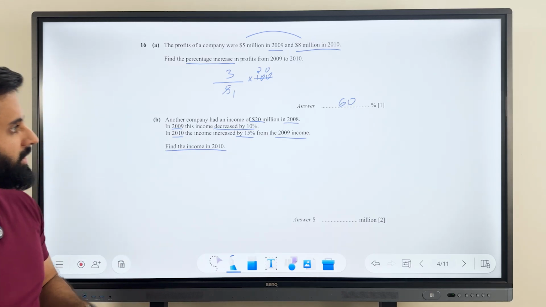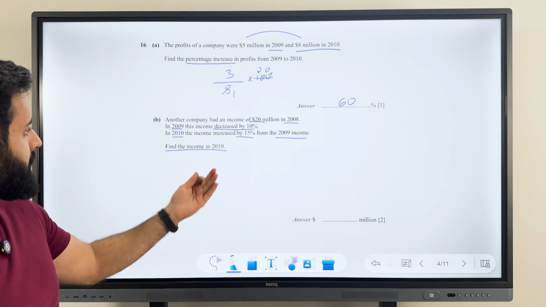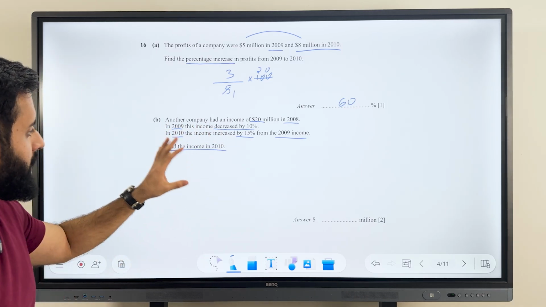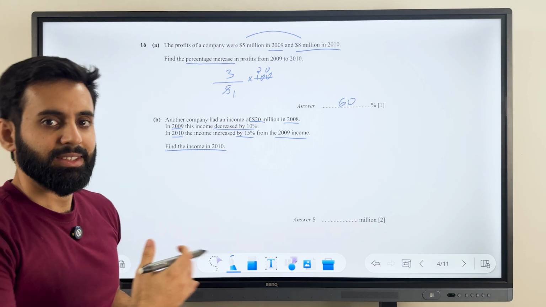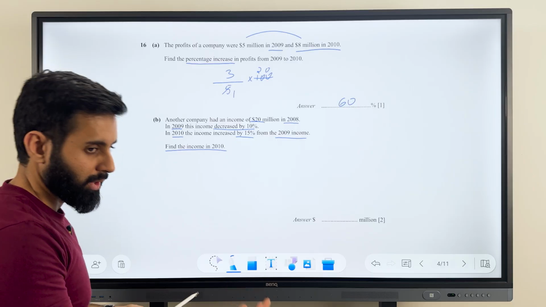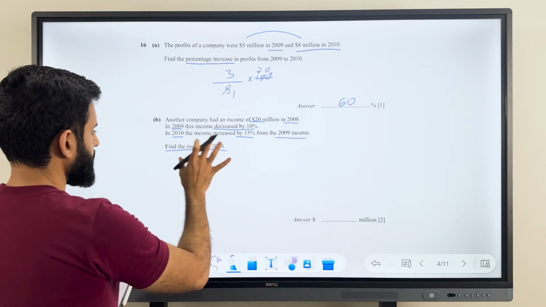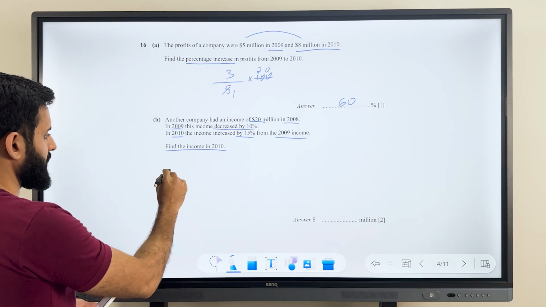So basically, we're given the starting value of 2008. We're given what happens in 2009. We're given what happens in 2010. And that's what we're supposed to find out, the overall income at the end. Now, questions like these are called successive percentage changes, where you have to apply one percentage change and then you have to apply another percentage. So questions like these also can be solved in a very standard and a very specific way. So here's how you do them.